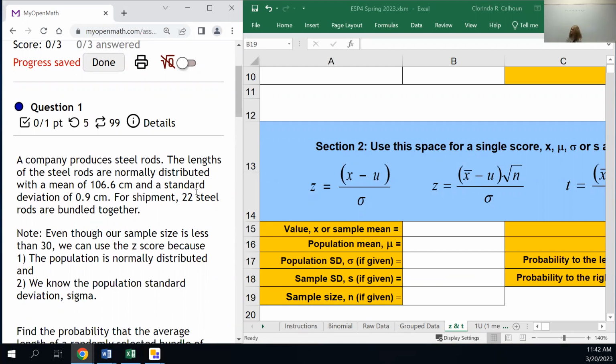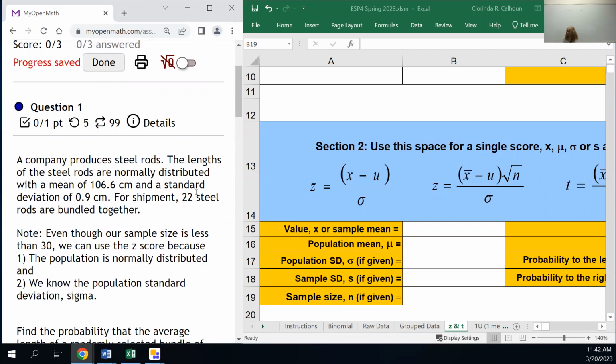The lengths of the steel rods are normally distributed. So it already told us it's normally distributed. So we don't care about sample size, okay? So the steel rods are normally distributed with a mean and a standard deviation.